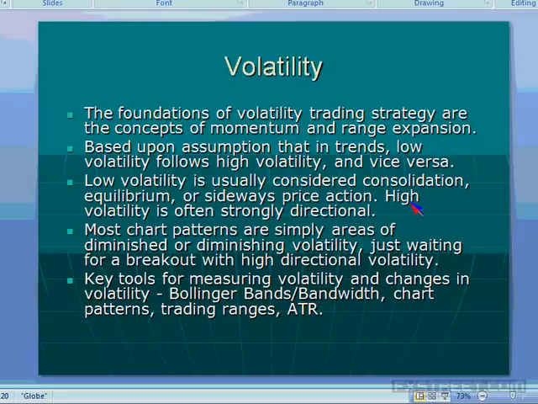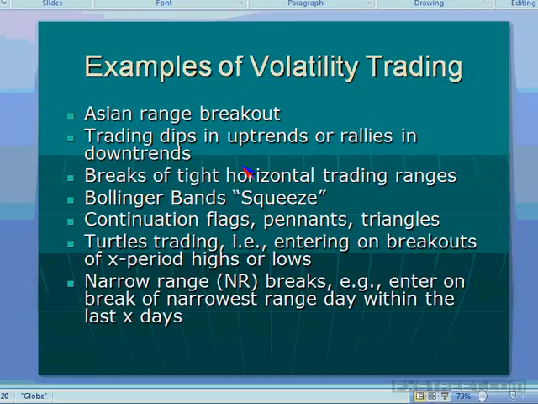Okay, low volatility is usually considered consolidation, equilibrium, or sideways price action. High volatility is strongly directional. And then the key tools for measuring volatility and changes in volatility that I use are, of course, my chart patterns, Bollinger Bands as well, trading ranges, average true range, etc. So many different ways you could look at volatility trading.